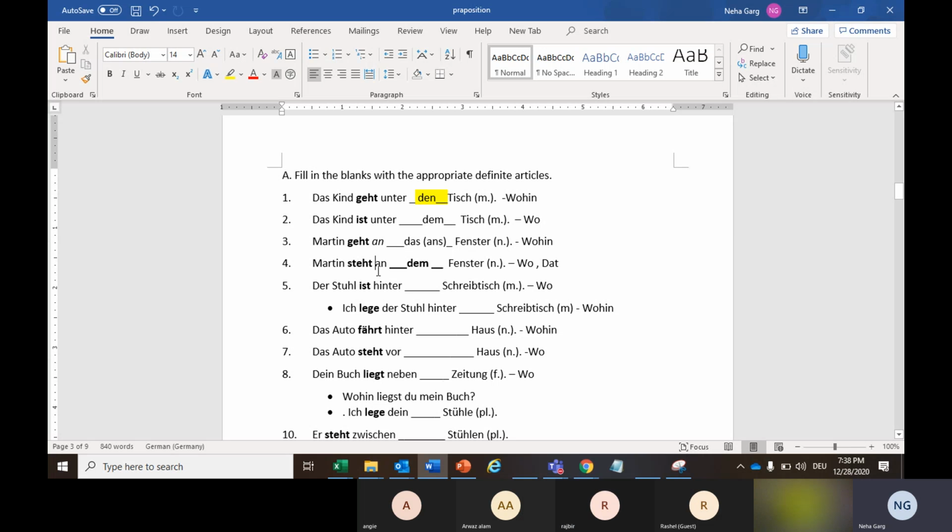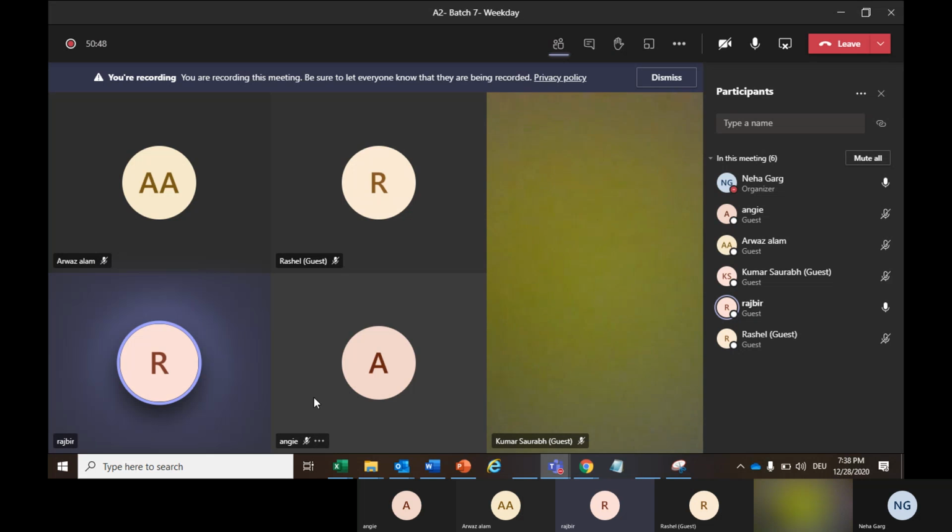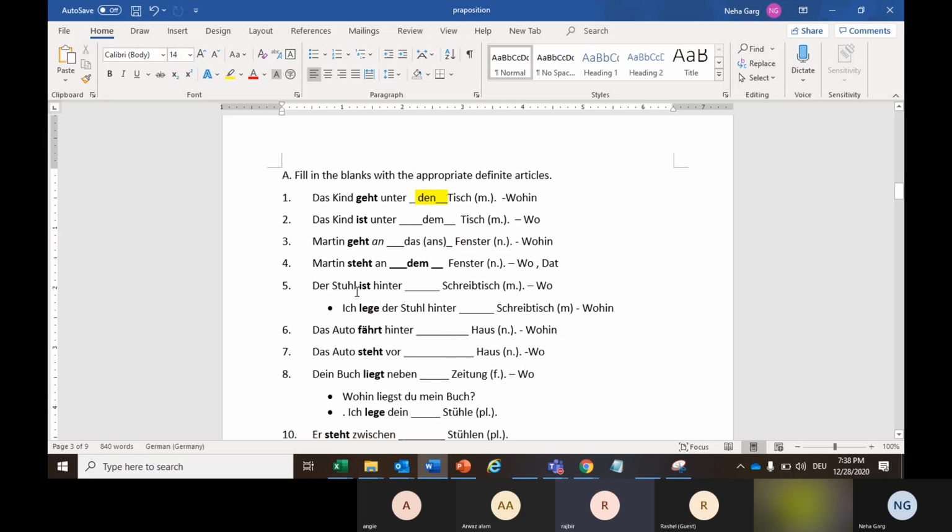Okay. So Martin steht an dem Fenster because he is already there. Next, Rajveer, read it. Their stool is hinter dem Schreibtisch. So this is the dative, so that is dem Schreibtisch. Hinter dem Schreibtisch. The stool is behind the writing table. Next one here.